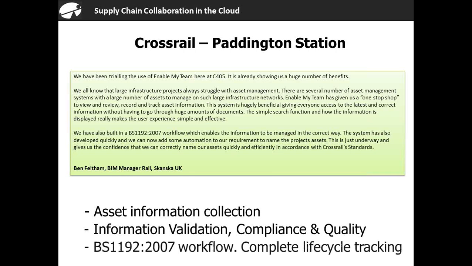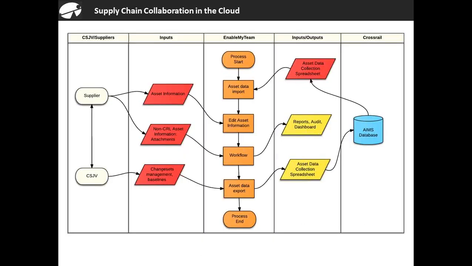And we've enabled BS 1192 workflow, so obviously there's a lot of collaboration going on. They've got supply chain contributing information directly on assets. All of this has to fit into a workflow, which is essentially an industry standard, BS 1192, where we can enable change sets that are validated and approved before any information is published. What this enables is complete audit of information at every stage.